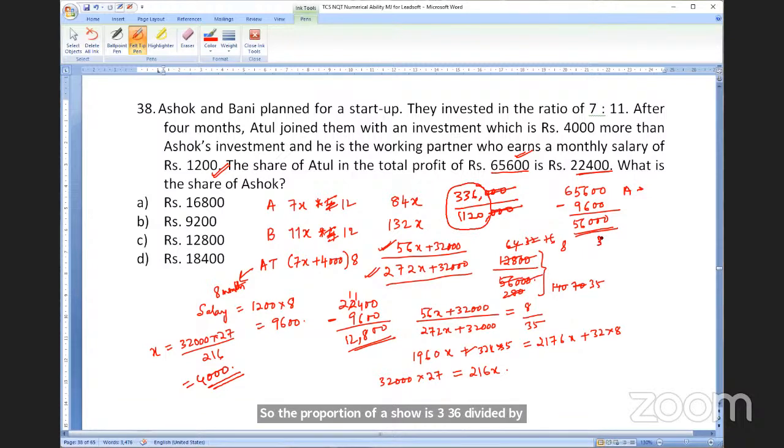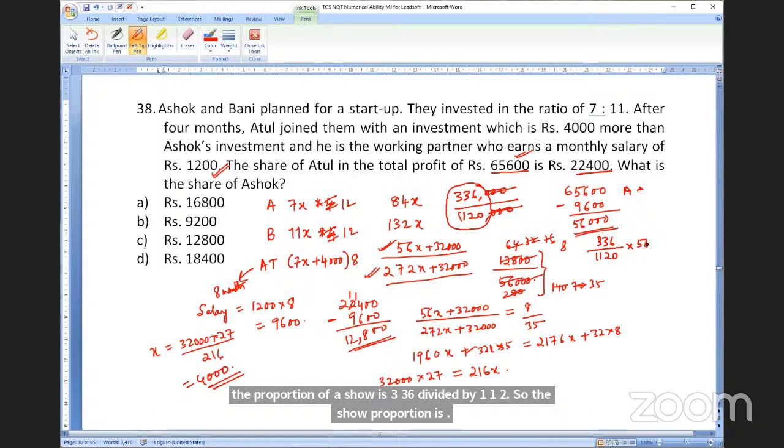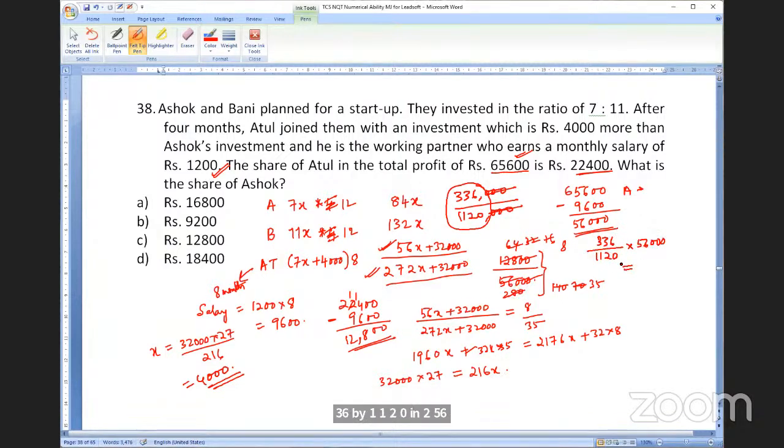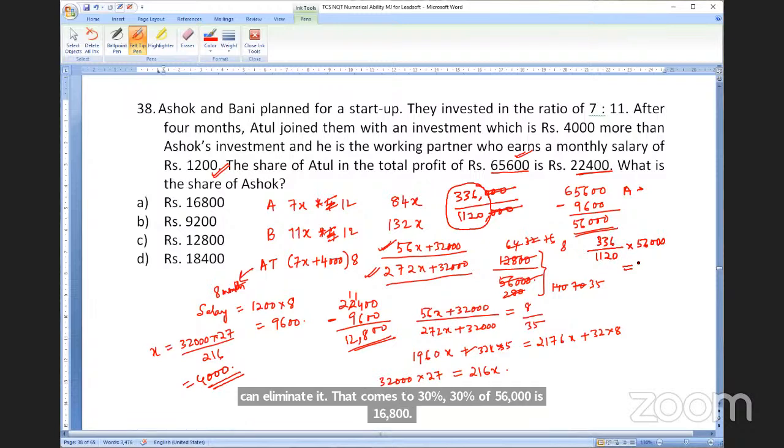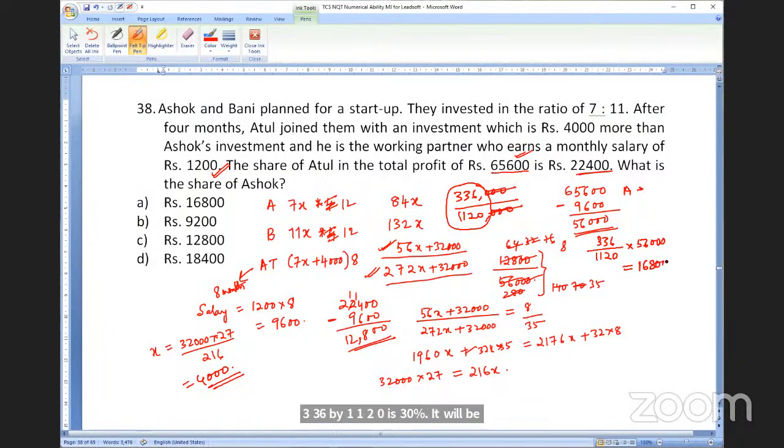So Ashok's proportion is 336 by 1120 into 56,000. I have been very keen on writing all these zeros, but that is not required at all. You can eliminate them. That comes to 30%. 30% of 56,000 is 16,800. 336 by 1120 is 30%. Ashok's share is 16,800. That is option A.